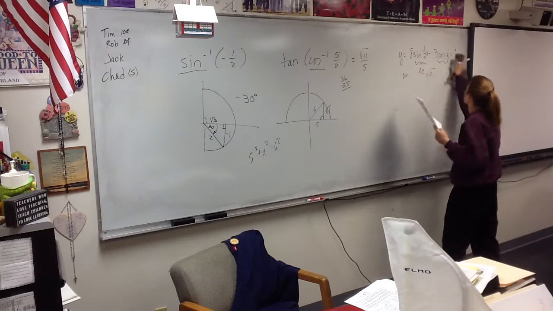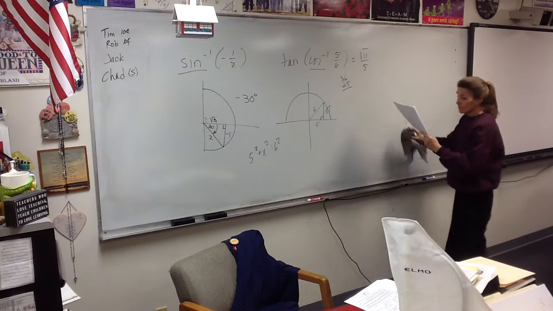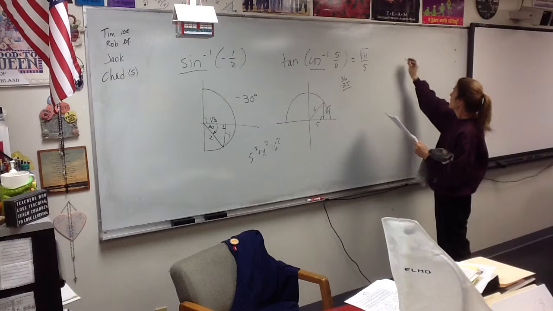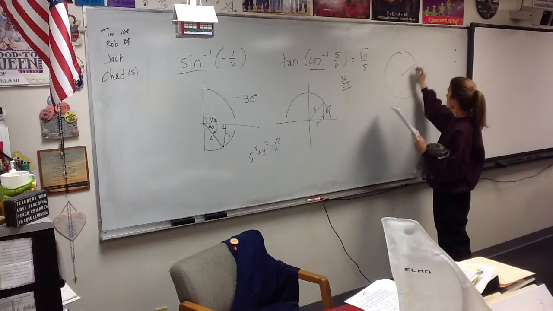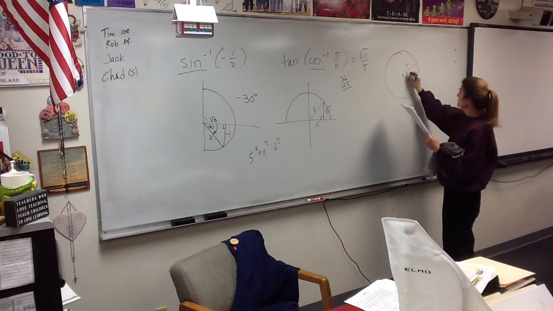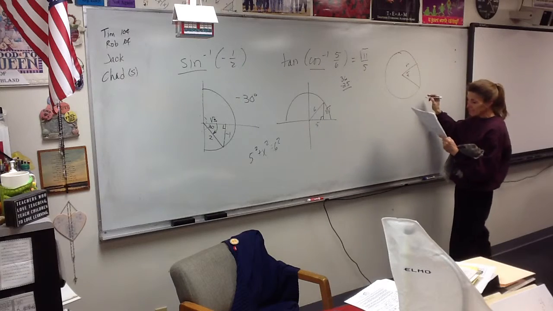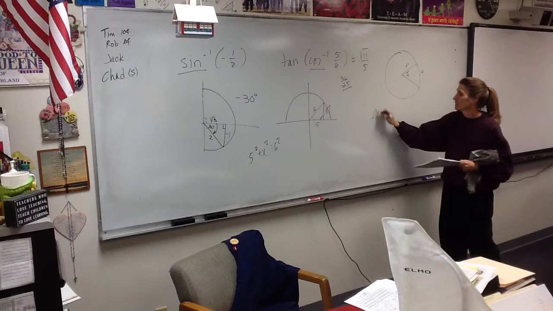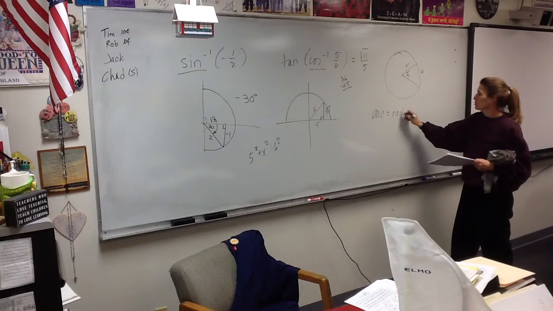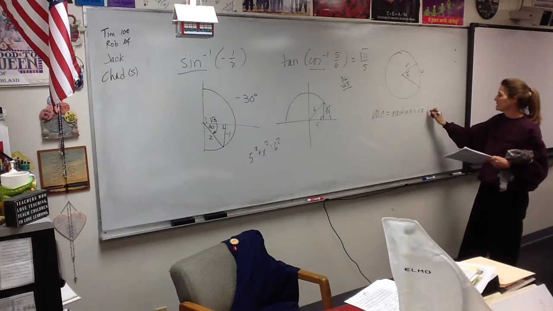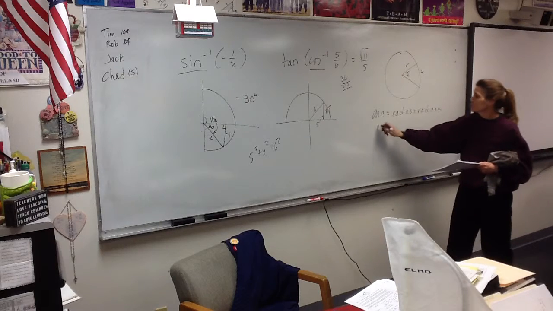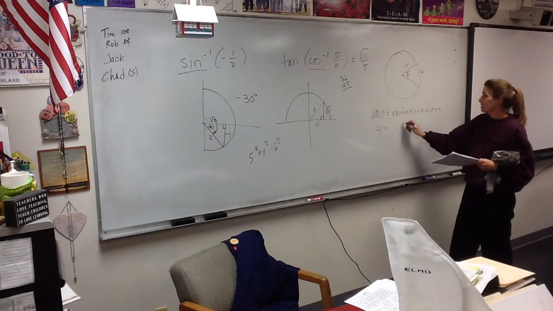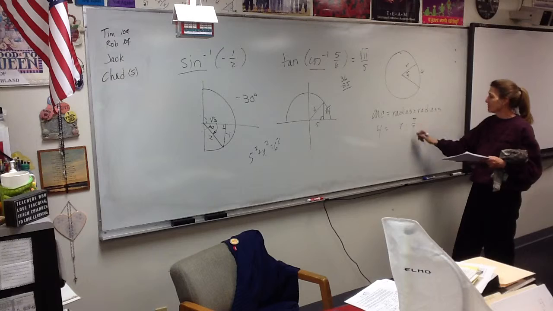Number 6, find the radius in the given situation: a pi over 7 radian measure central angle and an arc length of 4. Arc length equals radius times radians. So 4 equals r times pi over 7.